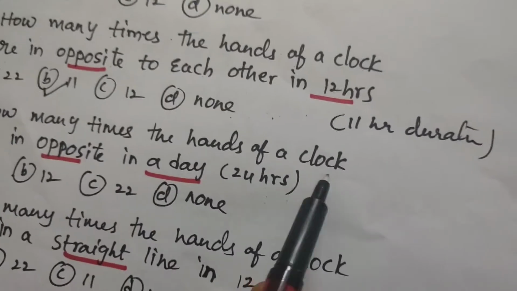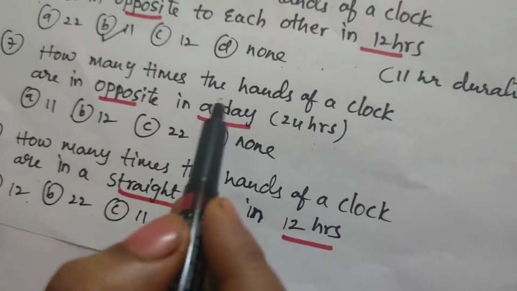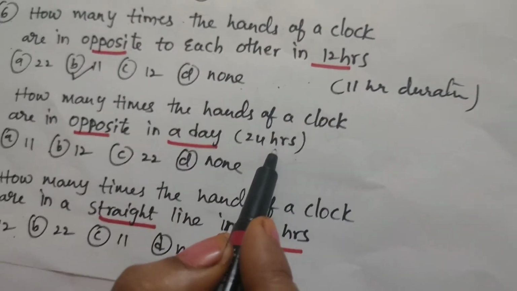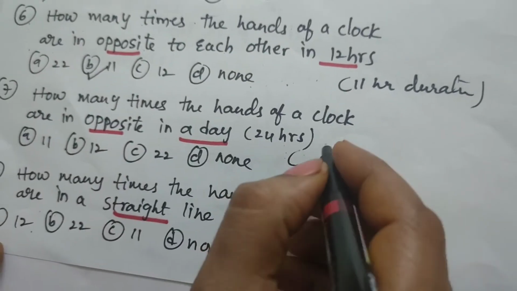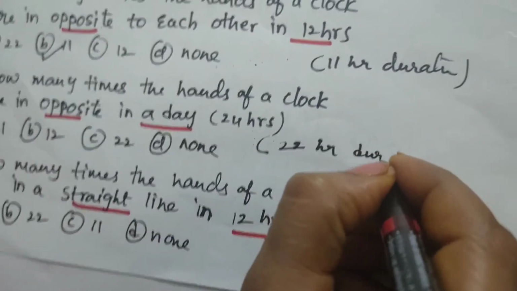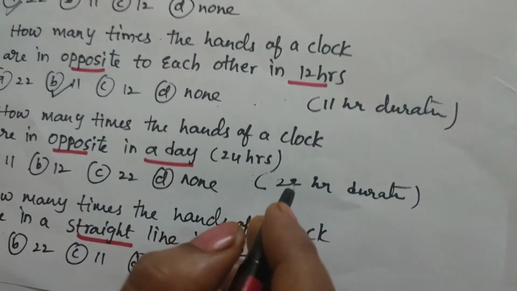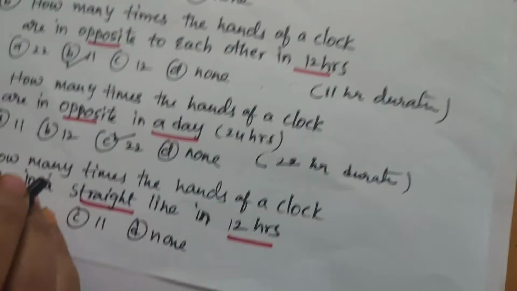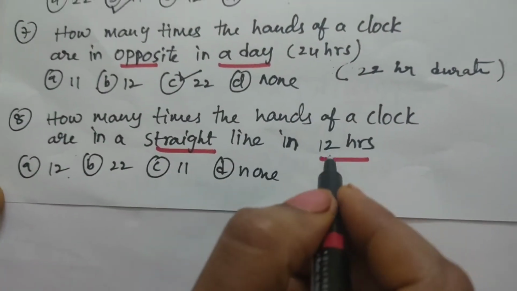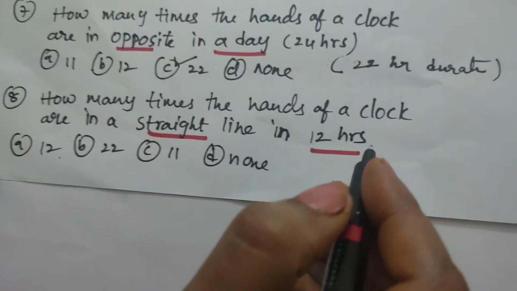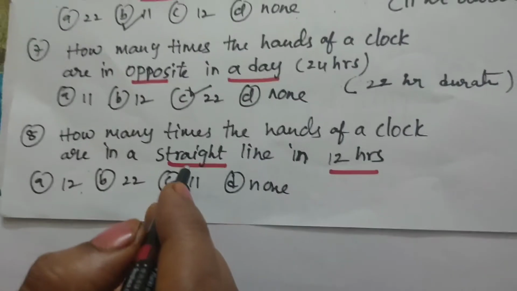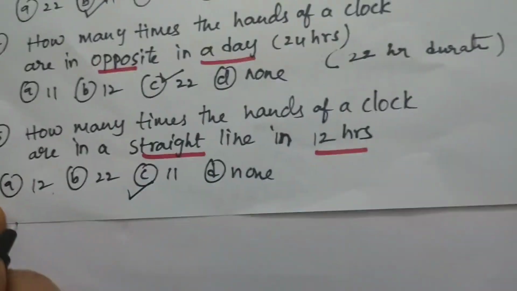How many times are the hands of a clock in opposite direction in 24 hours? In a day means 24 hours, and we have 22 countable hours' duration. So 22 hours means 22 times. How many times are the hands of a clock in a straight line in 12 hours? 12 hours means 11 hours' duration, so the hands will be in a straight line only 11 times.